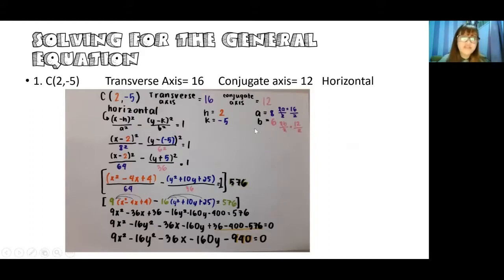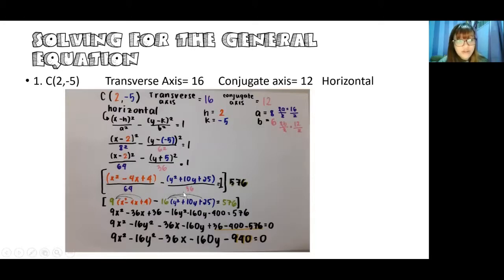Now that we have the values, we have to substitute and always mind the sign. So it will be x minus 2 quantity squared all over a squared minus y minus negative 5 quantity squared all over 6 squared is equal to 1. After you substitute it, you have to perform the necessary operation. So this will be 64 and this will be 36. And then you have to expand this. So it will be x squared minus 4x plus 4, and the other one is y squared plus 10y plus 25. And then to remove the denominator, you have to find their LCD.